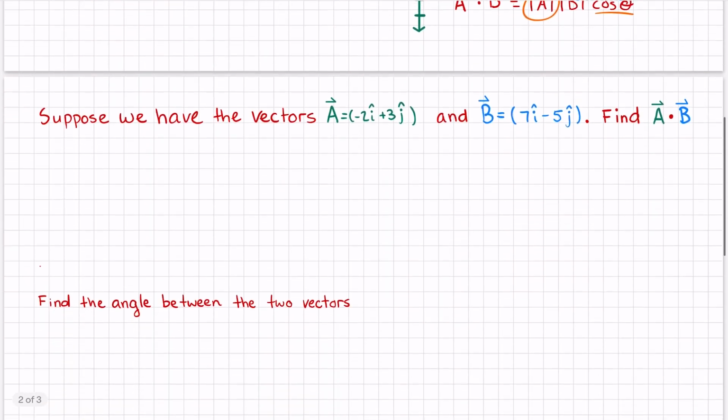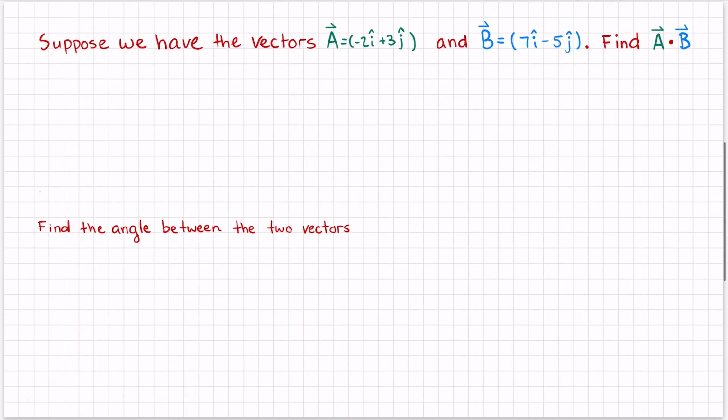That said, let's see if we can look at a really simple example. Suppose we have the vectors A and B, where A can be expressed as negative 2i hat plus 3j hat, and B can be expressed as 7i hat minus 5j hat. The question says, find A dot B.